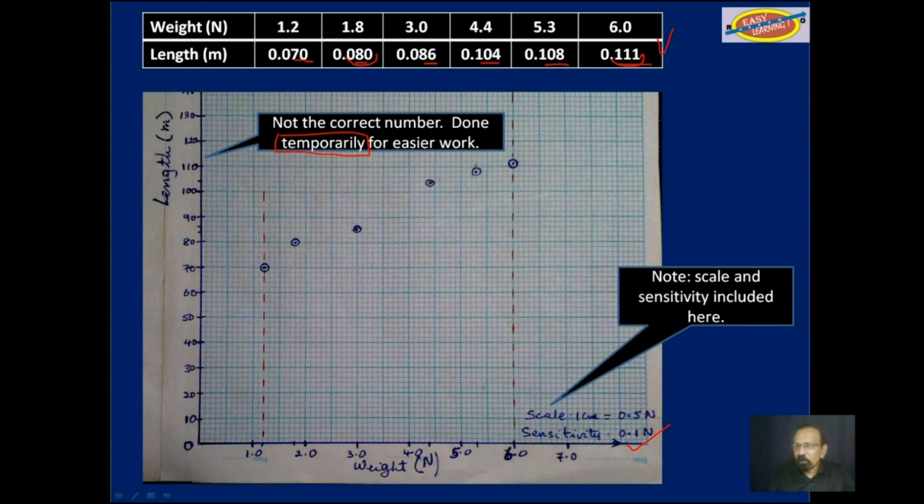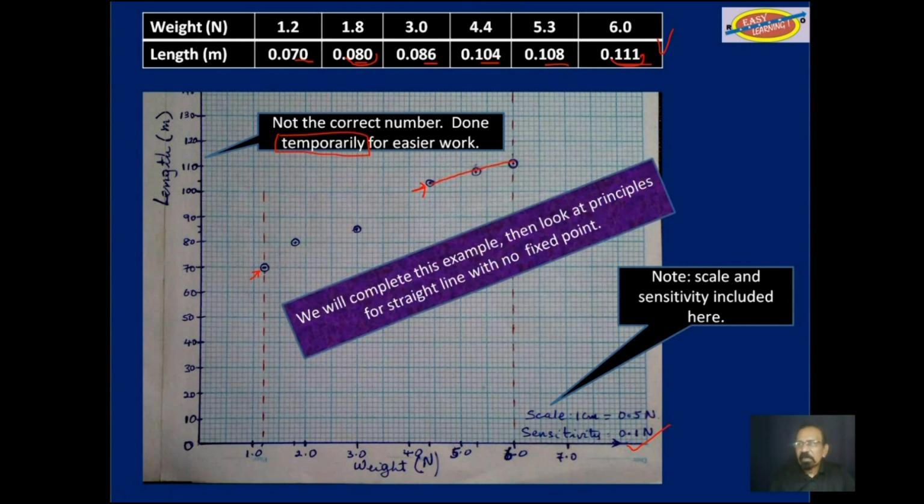So we have scaled out, we have all the points plotted. As you can see, somewhere here, the first part from there to there, we could probably get a straight line, and then a curve something like that. So we will complete this, and then we look at principles for a straight line with no fixed point.